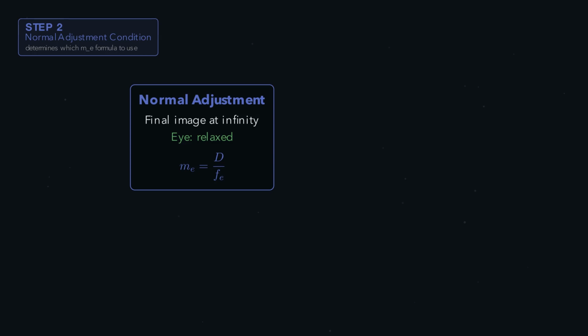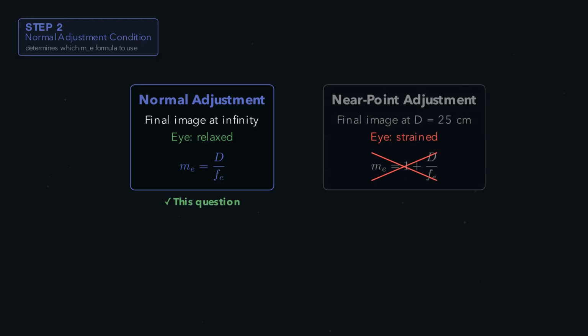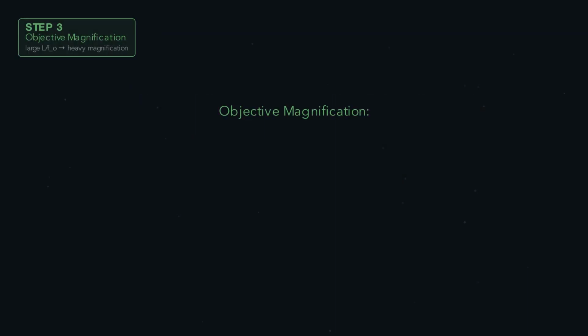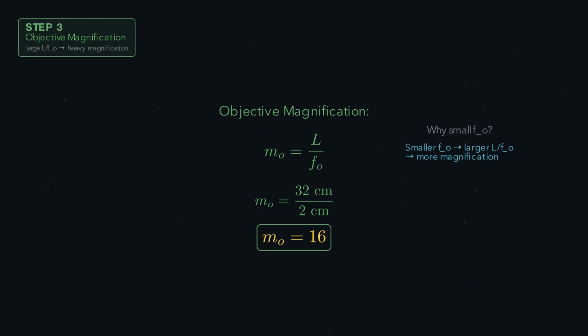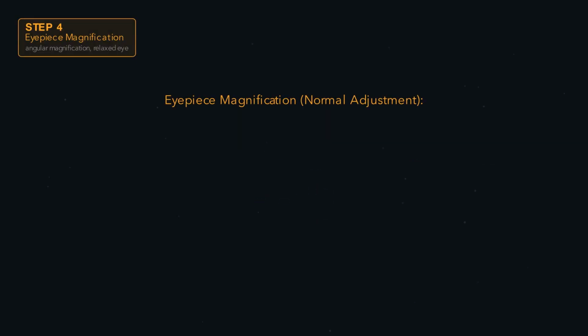The objective magnification equals the tube length divided by the objective focal length. With L equal to 32 centimeters and focal length 2 centimeters, the objective magnifies by a factor of 16. This is why short focal lengths are used for the objective. Small focal length means large magnification. For the eyepiece in normal adjustment, the magnification is the near point D divided by the eyepiece focal length.